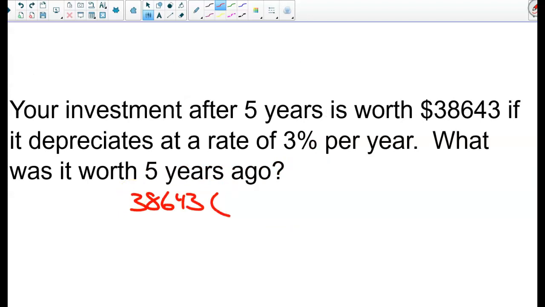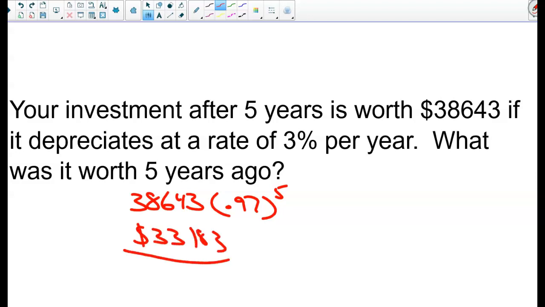We're depreciating at a rate of 3%. So 100 minus 3 is 97. So 0.97, and we're raising that to the 5th power. Can someone tell me what that number is going to be? Say it again. 33,000 what? 183? Or, I'm sorry, 3,184.